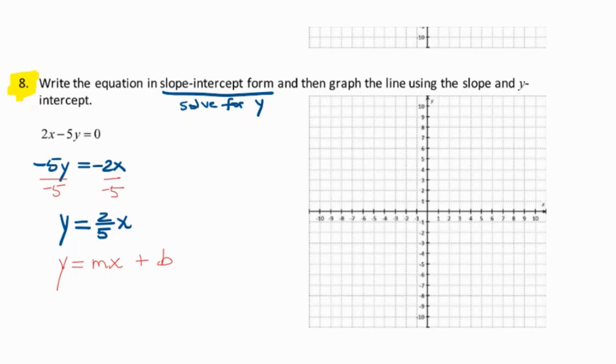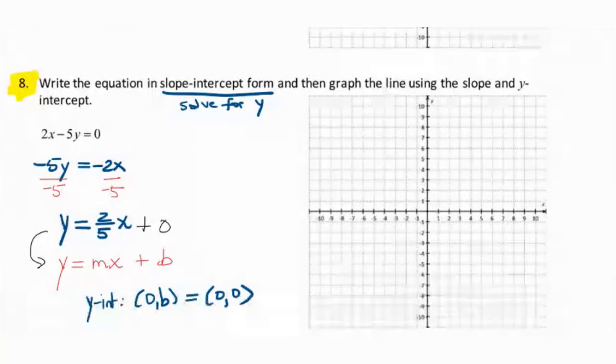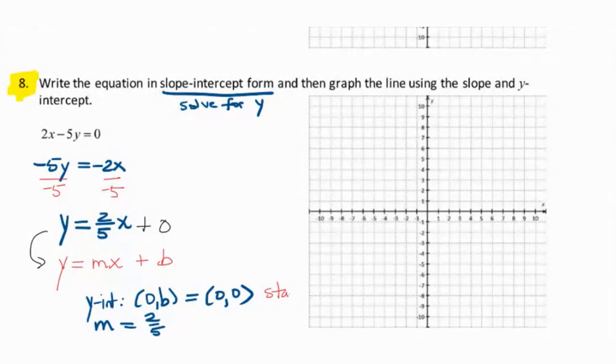This doesn't quite match up very nicely with this equation, though. What's missing here? The b. So what is b if we can't see it, if it's invisible? Yeah, b is still there, right? It's 0. Good. B is 0. So we have a y-intercept of 0. Okay, my y-intercept is going to be, instead of 0b, and we know it's 0, 0. And my slope m is what? 2/5.